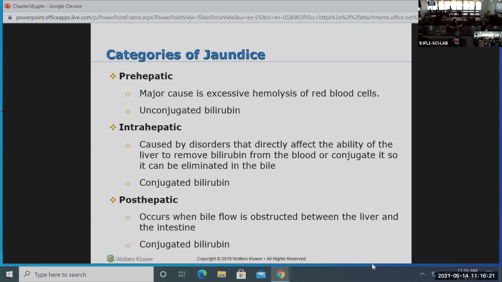Okay, so post-hepatic is when those ducts, the right hepatic duct or the left hepatic duct, become obstructed or blocked. That causes post-hepatic jaundice. It occurs when the bile flow is obstructed between the liver and the intestine. Please remember those ducts. Those are important.